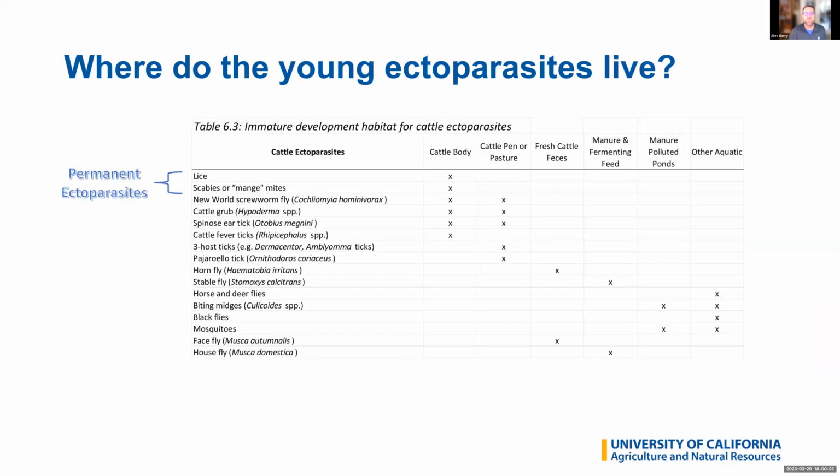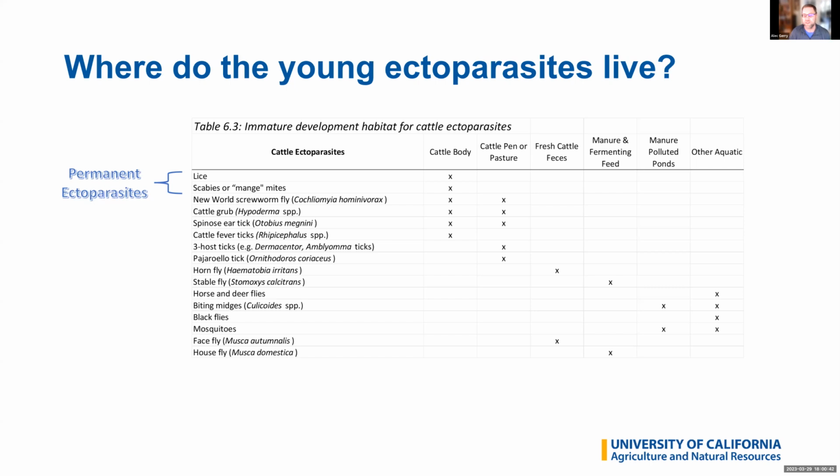So another way to think about ectoparasites is to think about where the young ectoparasites live, so where they come from. These immature stages are often a target for control. So these are the groups that we might want to try to control in order to reduce the impacts of these parasites on the cattle.